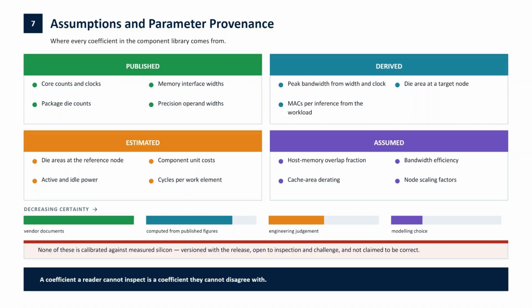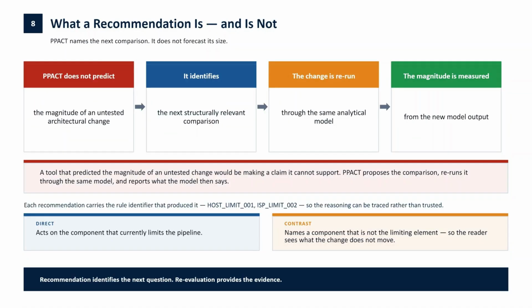the assumptions. A recommendation in PPACT Studio is different from what is commonly understood as an AI prediction. PPACT Studio does not predict in advance that an architecture change that has not yet been evaluated will improve the system by a specific percentage. Instead, it uses the current analytical results to suggest structurally meaningful changes that may be worth comparing next. Let us look at the list actually produced by the engine for study 001.